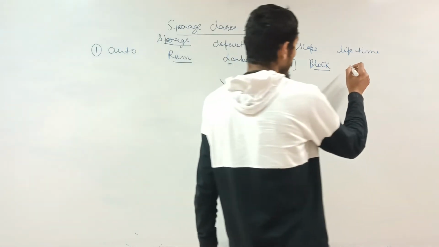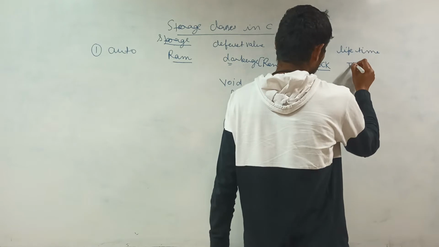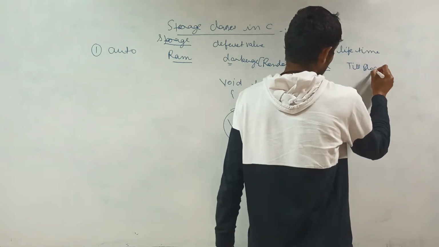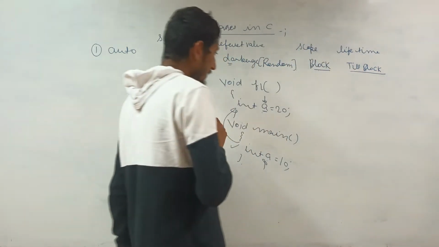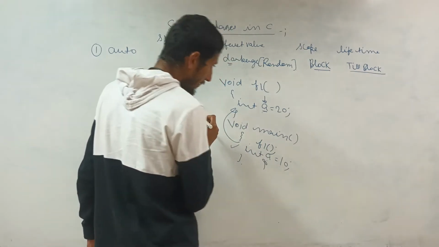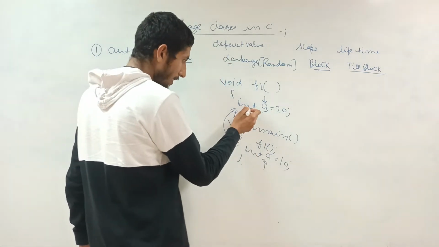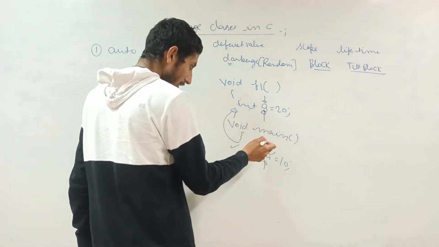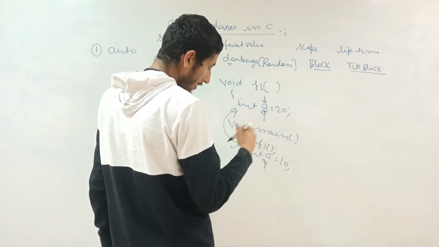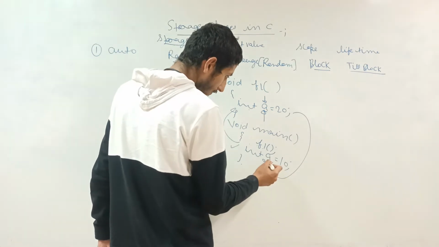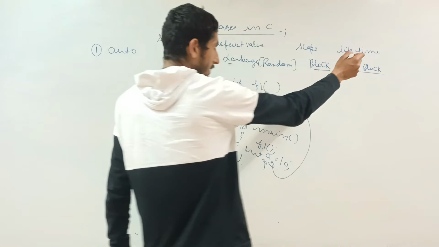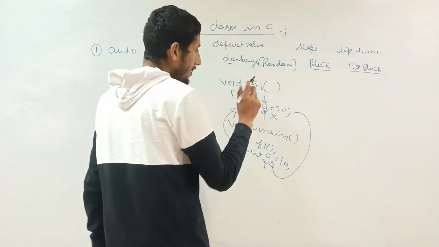Lifetime is till the execution of the block. We have seen that, let's say I am going to call f1. The compiler will allocate memory for variable a, but the moment execution of f1 is over and my control returns to main, this memory will vanish. It means the lifetime of an auto variable is within the block.